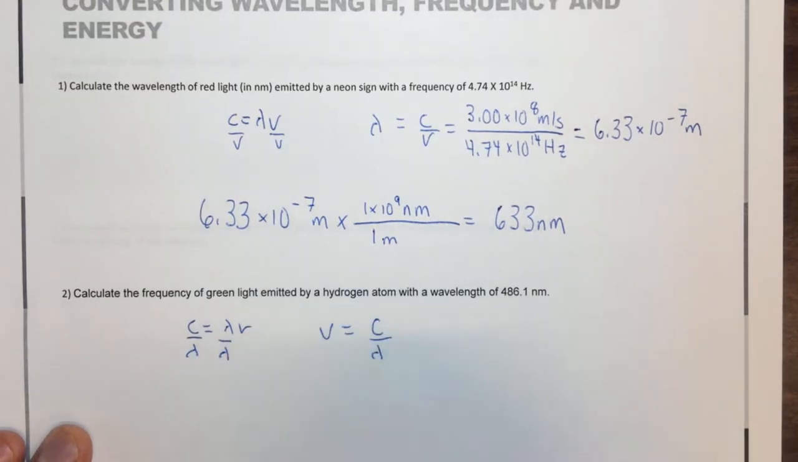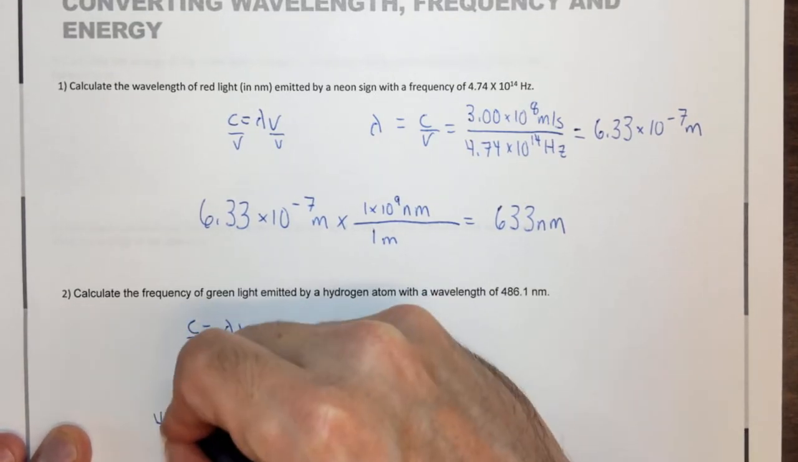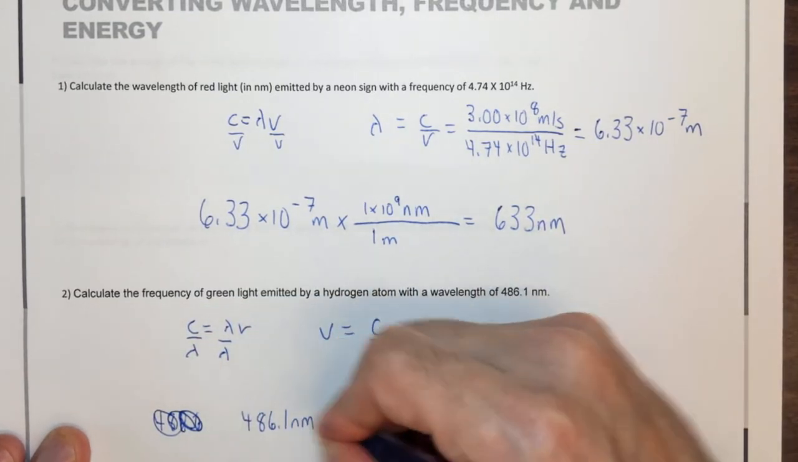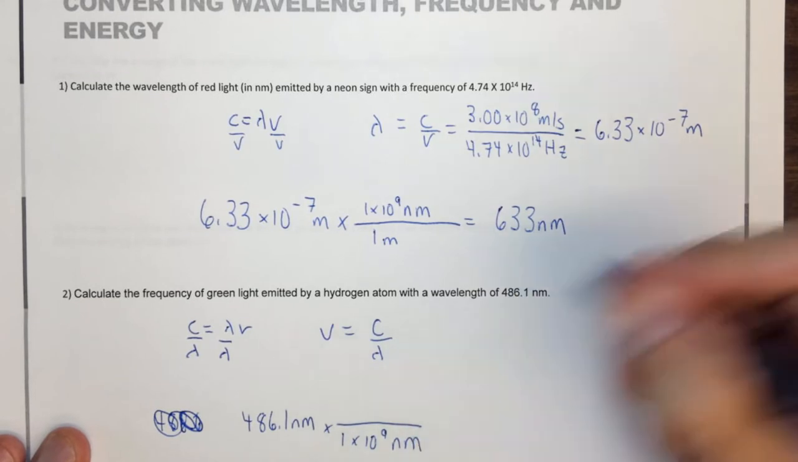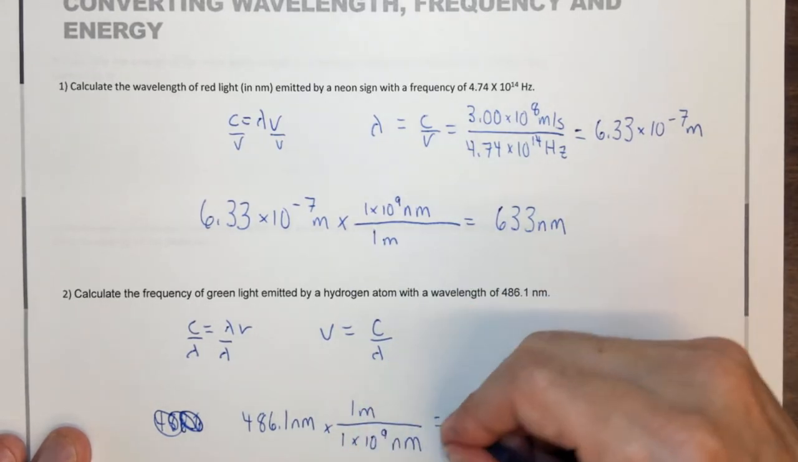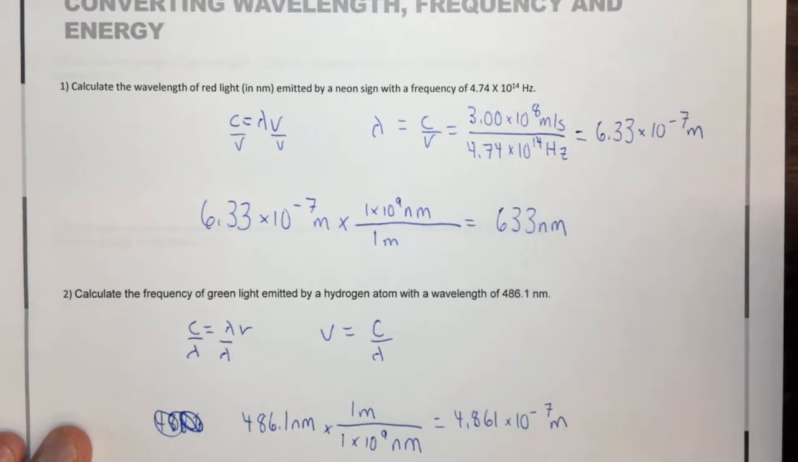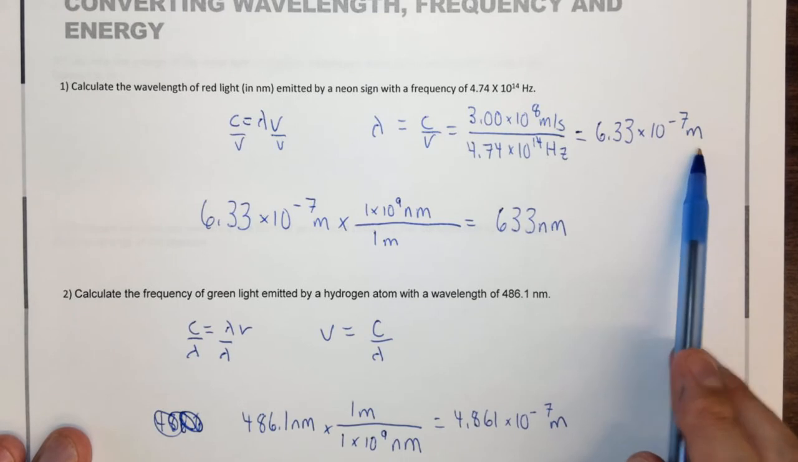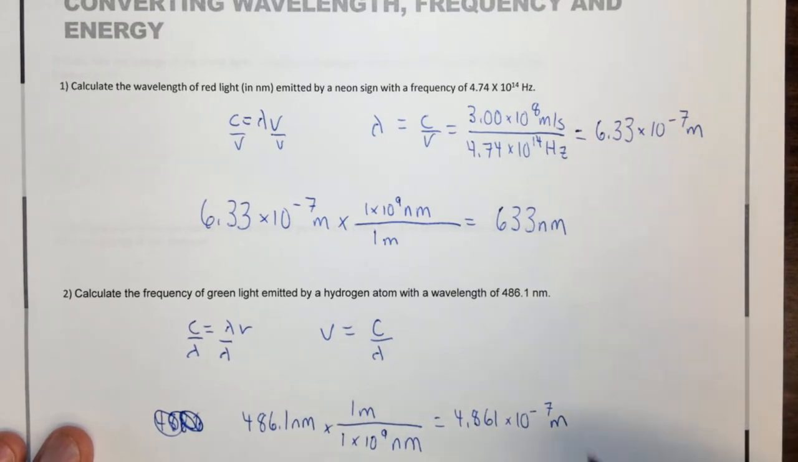So we start with 486.1, whoops, I put those backwards. Let me try again. 486.1 nanometers times, this time we want the 1 times 10 to the 9, or 1 billion nanometers, on the bottom to cancel out, and the 1 meter on the top. And what you find is it's 4.861 times 10 to the minus 7 meters. If you notice, a number in scientific notation times 10 to the minus 7 meters is hundreds of nanometers. That's just a thing that happens with this math.